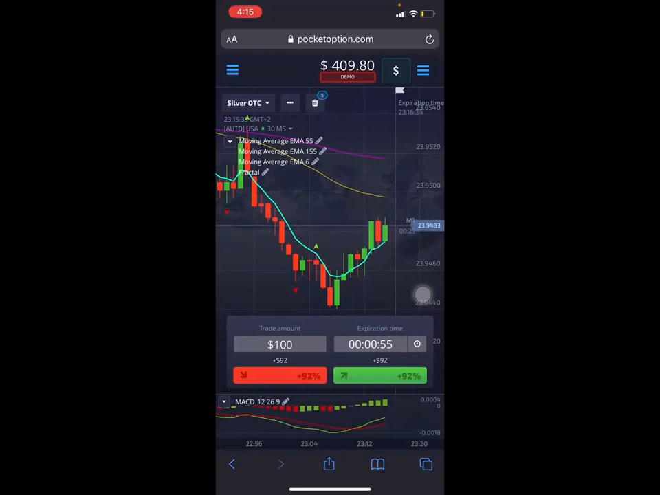The 55 moving average is your overall trend. Whenever that's at the top, you're looking for sells. Whenever it's at the bottom, you're looking to buy. So what's happening right now is a reversal in trend.